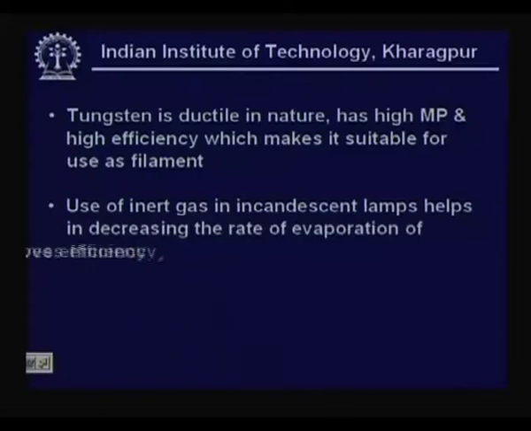This is the process. Tungsten is ductile in nature and therefore is highly suitable because it enables you to draw uniform conductor of long lengths. It has a high melting point. That is a very good thing, that over the life or over the rate of operation, it does not melt and gives rise to good light output, and hence has been zeroed in as the filament material.